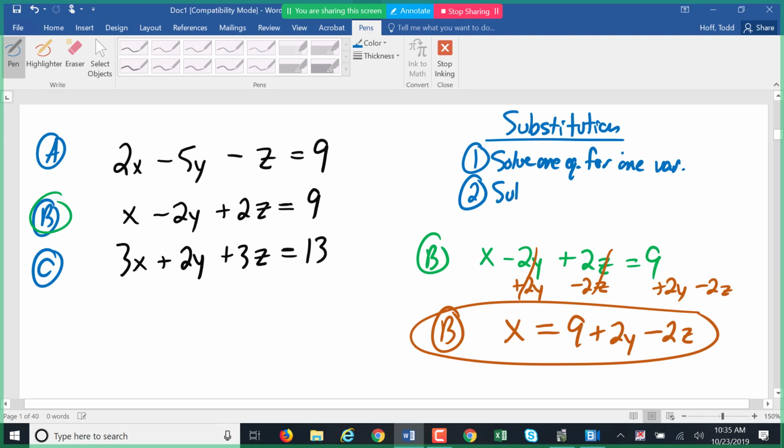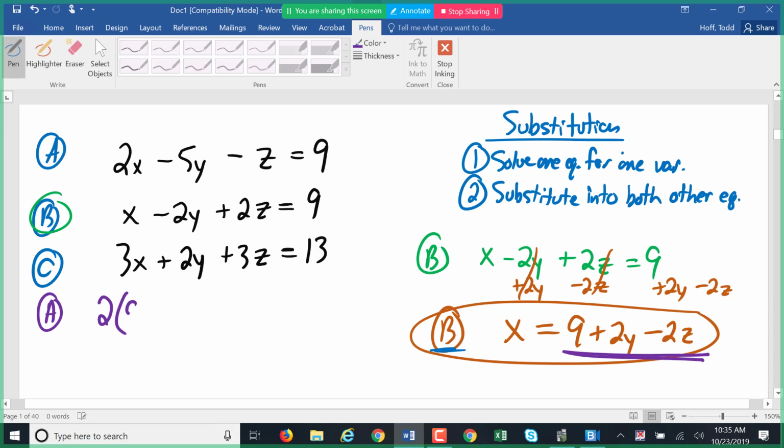Step 2 now is to substitute into both other equations. There isn't just one other equation here, there's 2. And we have to substitute that solved equation into both of them. So we're going to substitute it first into equation A. So 2x becomes 2 times, instead of x, we're going to use 9 plus 2y minus 2z, minus 5y minus z equals 9.